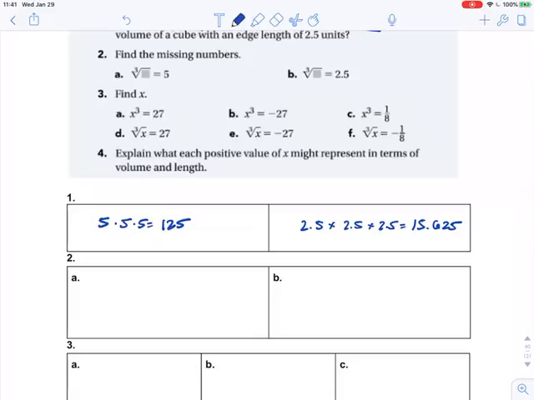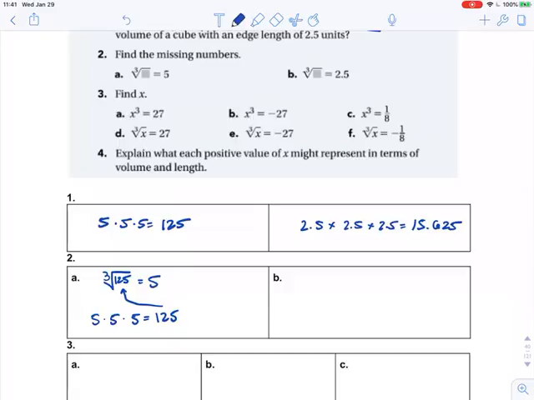Okay. It says the cube root of something equals 5. So what that means is 5 times 5 times 5 will equal 125. This is the number that goes in there, 125. The cube root of 125 is 5.